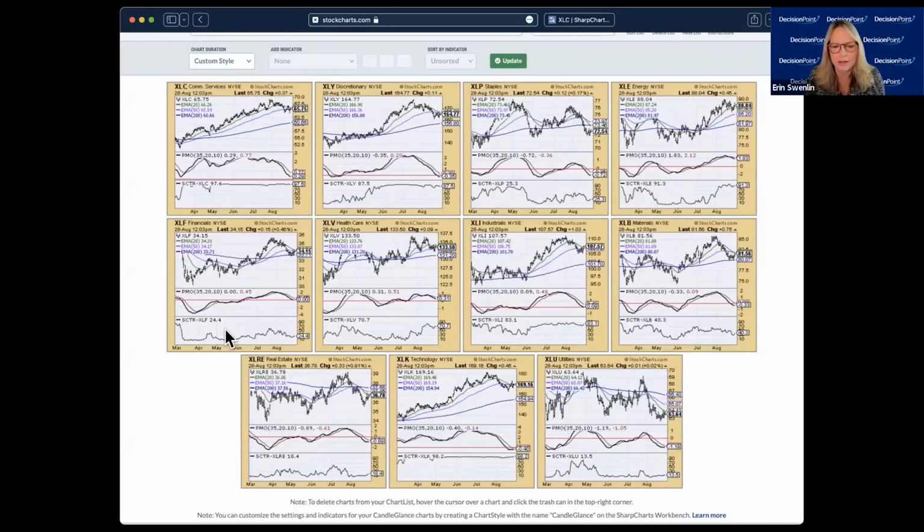So here is our candle glance, and it lists all of the sectors all on one page. What I would draw your attention to is the price momentum oscillator, the PMO, which is this window right here. This is going to measure the momentum within the sectors. And what I've been noticing is that for some time, it's been negative momentum pretty much across the board, with the exception of energy. But energy also began to fail, and its PMO had started lower.